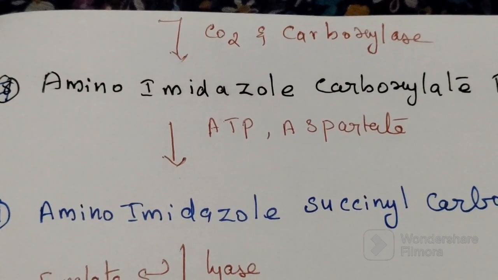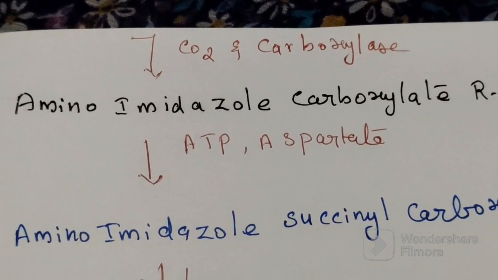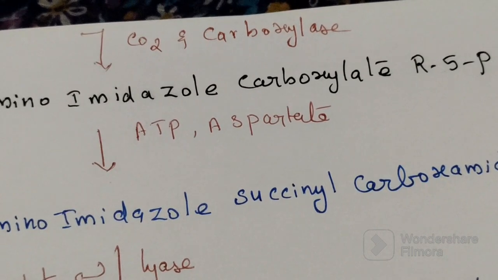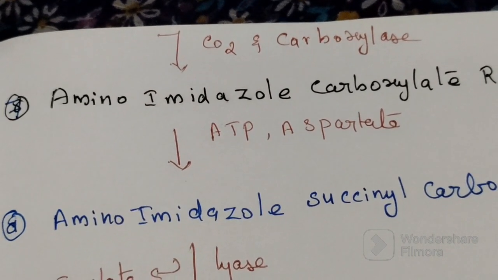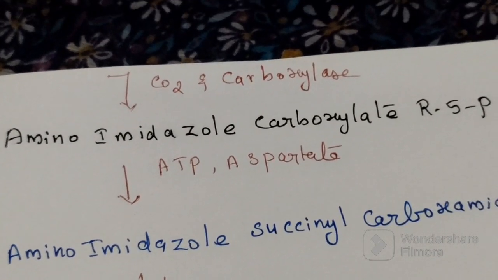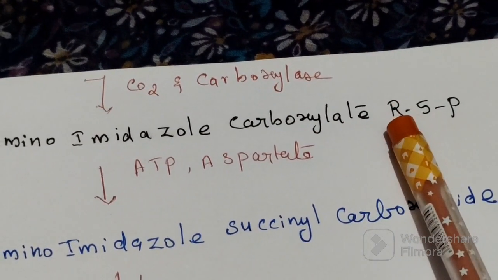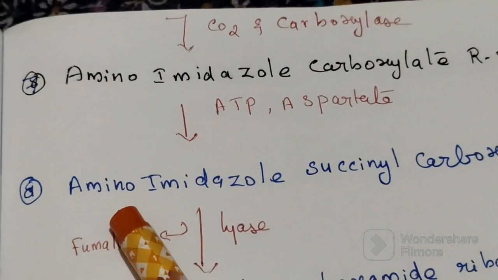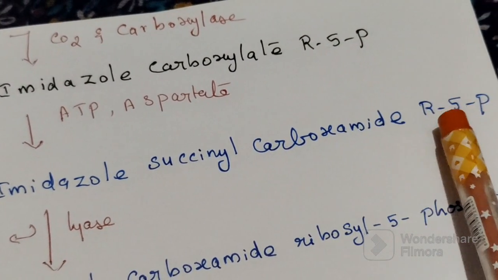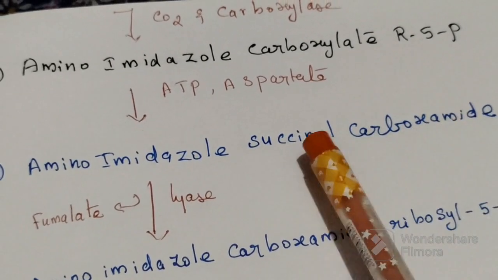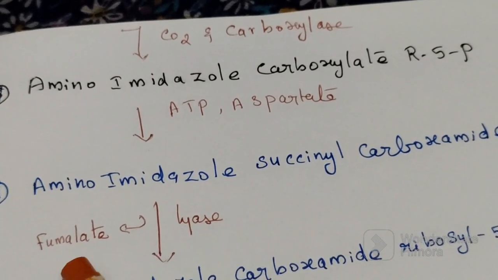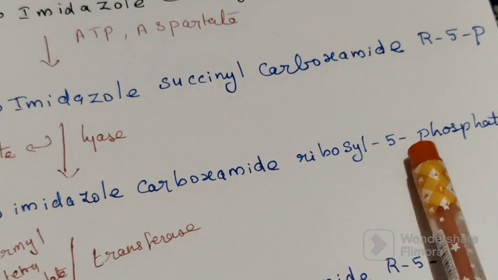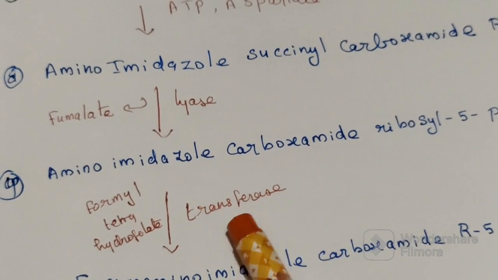Aminoimidazole ribosyl 5-phosphate, with the help of carboxylase enzyme and carbon dioxide, is converted into aminoimidazole carboxylate ribosyl 5-phosphate. This is the seventh step. After that, aminoimidazole carboxylate ribosyl 5-phosphate, with utilization of ATP and aspartate, is converted into aminoimidazole succinyl carboxamide ribosyl 5-phosphate. Then this is acted upon by the enzyme lyase, releasing fumarate, and is converted into aminoimidazole carboxamide ribosyl 5-phosphate.